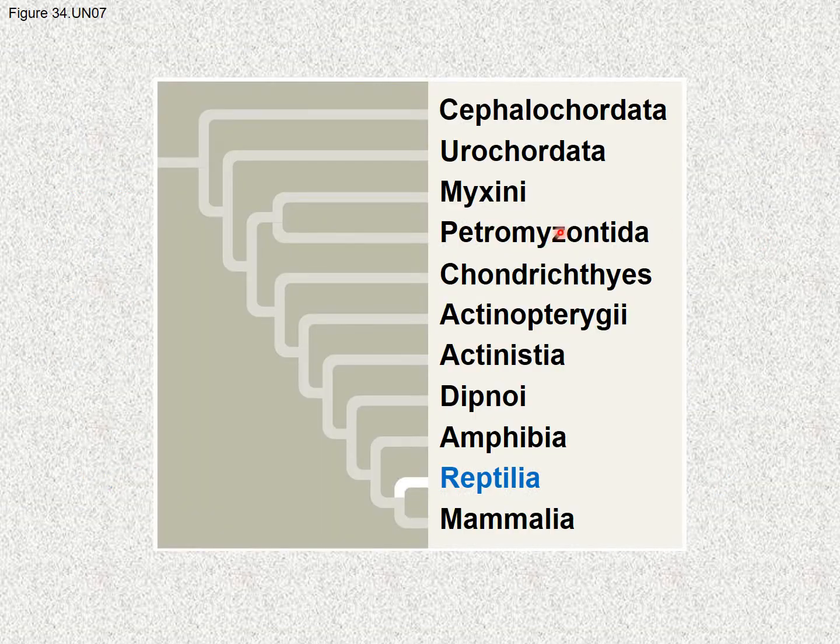Now let's look at the basic phylogeny. We've already gone through these groups here, and here we are at the reptilia. You can see the reptiles and the mammals are sister groups.